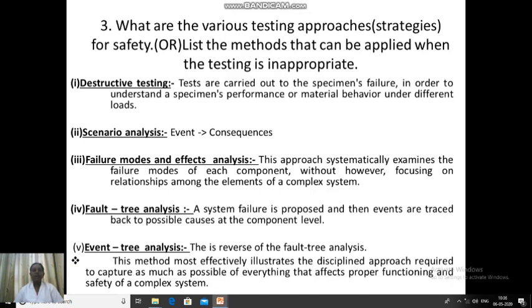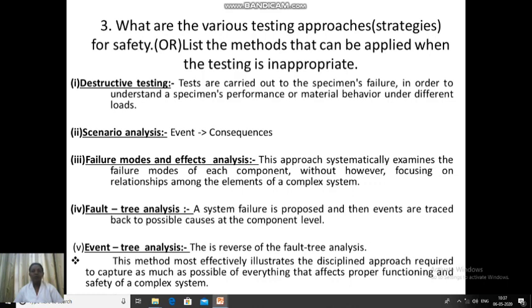Then failure modes and effects analysis. This approach systematically examines the failure modes of each component without, however, focusing on relationships among the elements of a complex system. The fourth one is fault tree analysis. A system failure is proposed and then events are traced back to possible causes at the component level. And the fifth one is event tree analysis. This is the reverse of fault tree analysis.